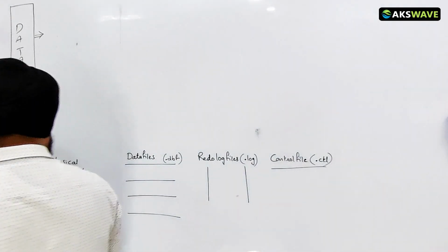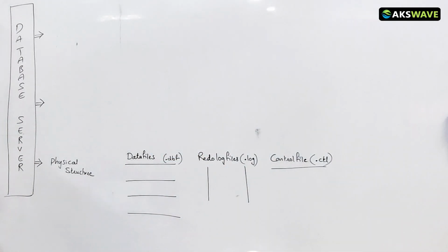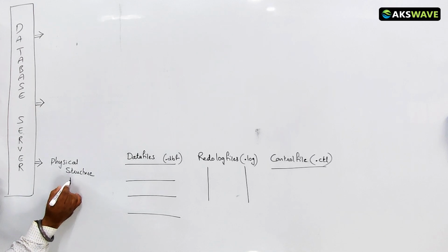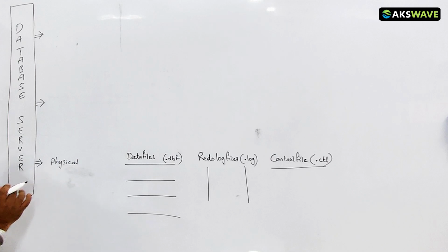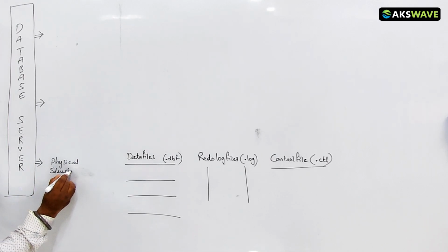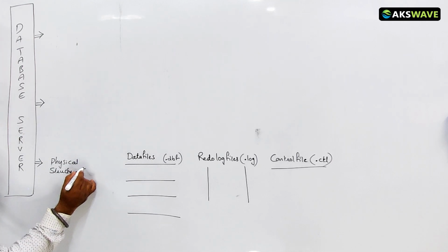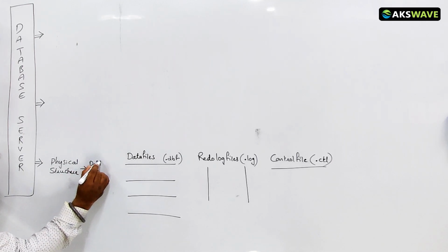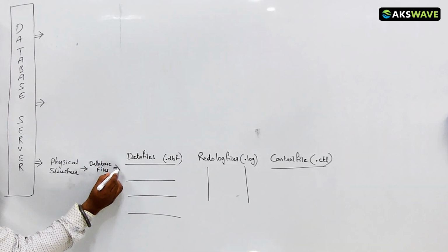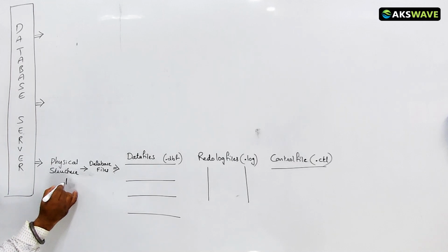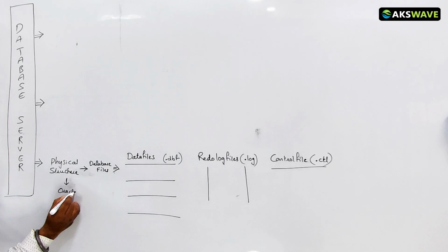Same way, to work with these files in the physical structure, I'm going to add one more. So there are two things here in the physical structure. One is these database files. These are the database files. And there is one more thing in the physical structure called the Oracle database.